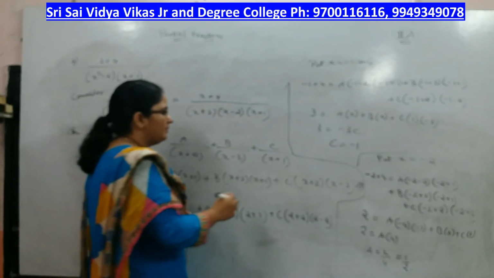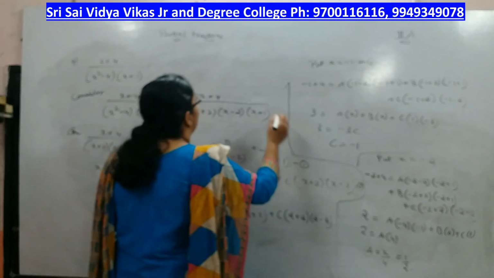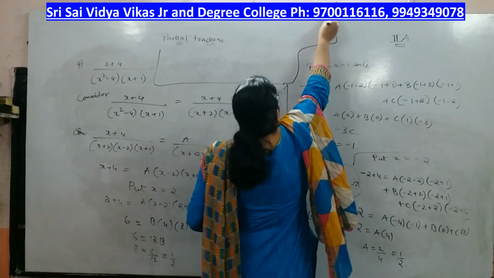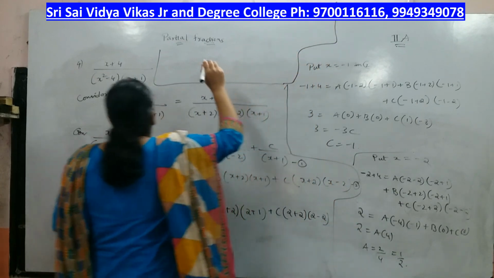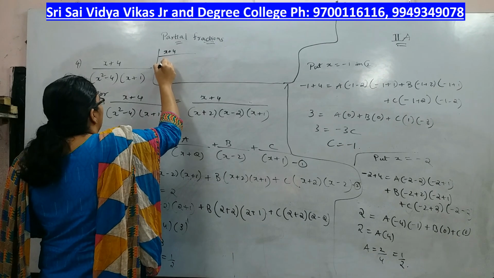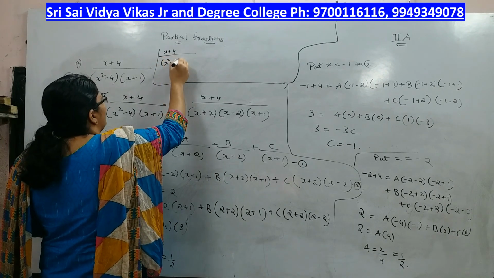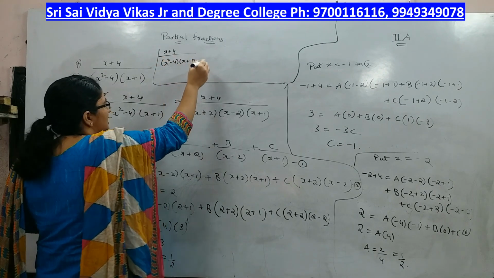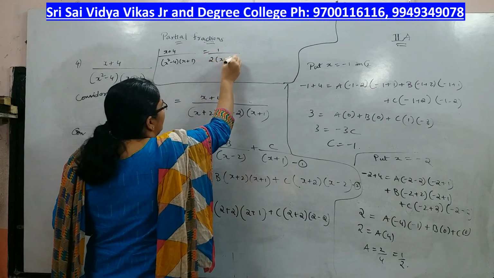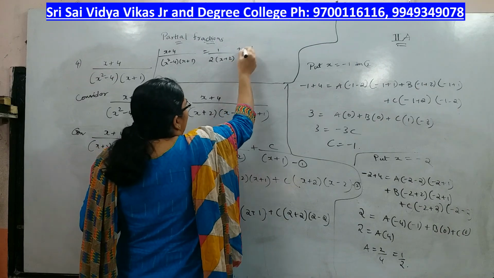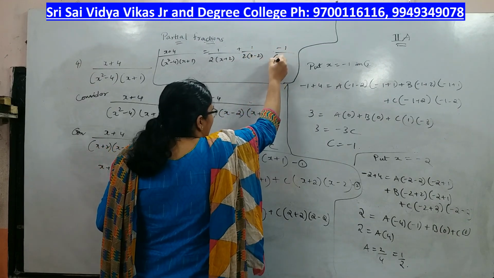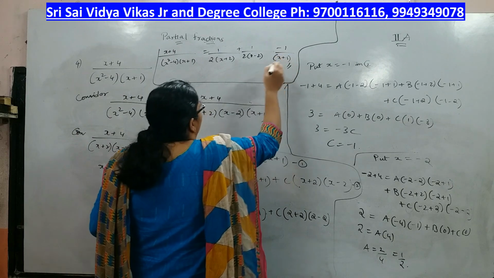Substitute in 1. What do you get if you substitute in 1? Finally you get x plus 4 by x square minus 4 into x plus 1 is equal to 1 by 2 into x plus 2 plus 1 by 2 into x minus 2 minus 1 by x plus 1. This is what you get.